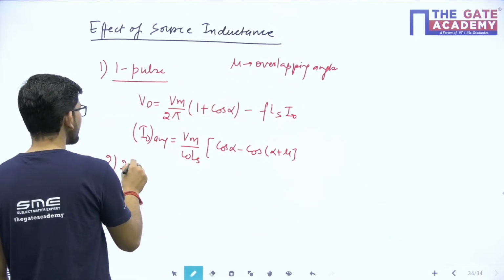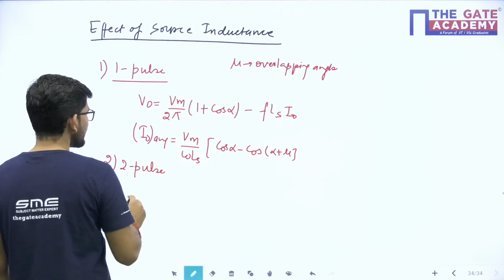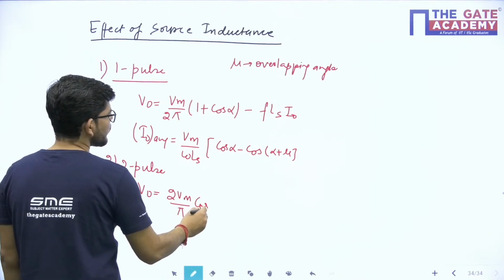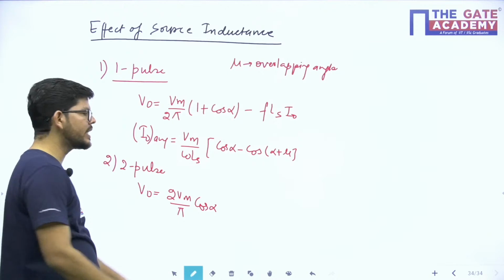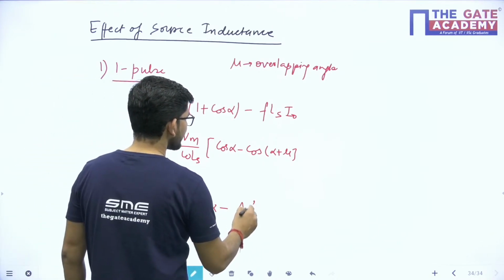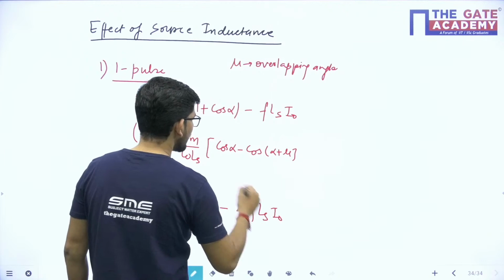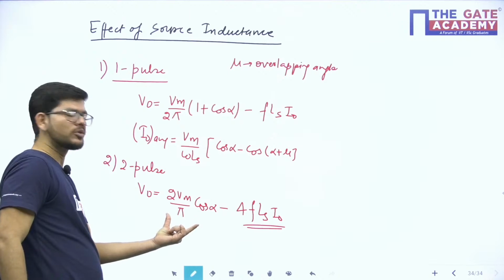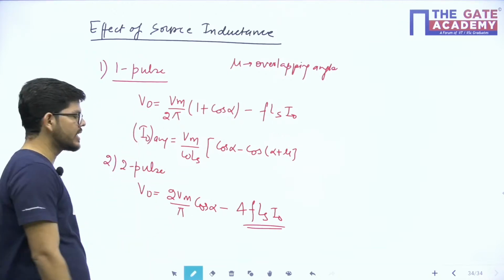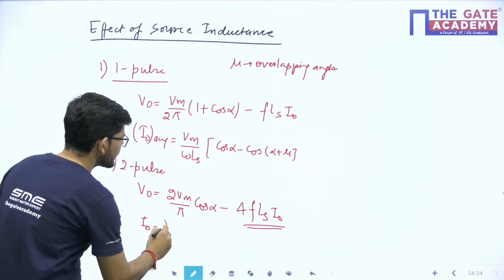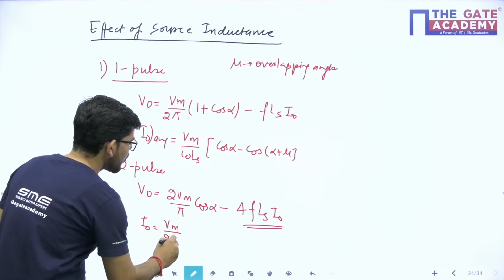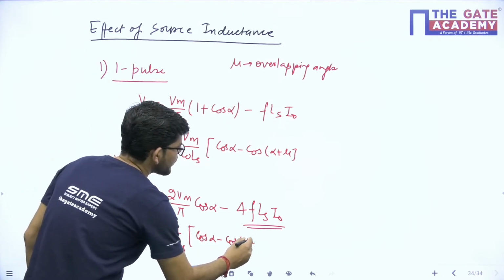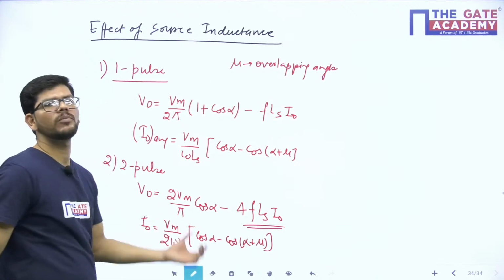In case of two pulse converter, that is full wave converter, output voltage is what? It is equals to 2 Vm by pi cos alpha if there is no source inductance. But if source inductance is there, what will happen? You will subtract a term 4 FLS I naught. Okay, just remember this fact. This factor you have to subtract from a normal case to get the average output voltage in case source inductance is present. And this output current is given by Vm by 2 omega Ls, cos alpha minus cos alpha plus mu. Just remember these formulas.